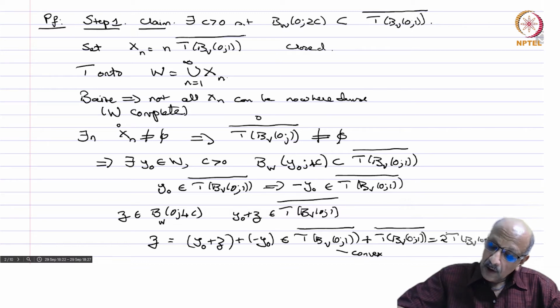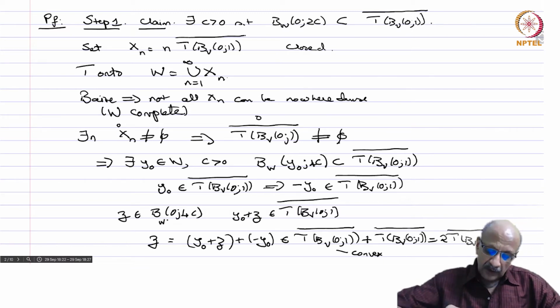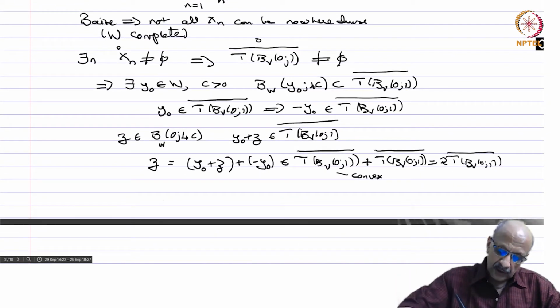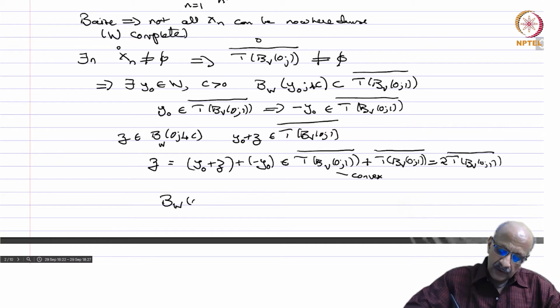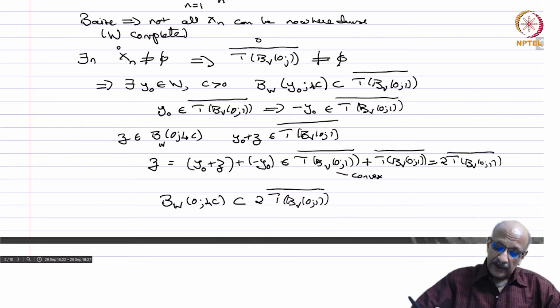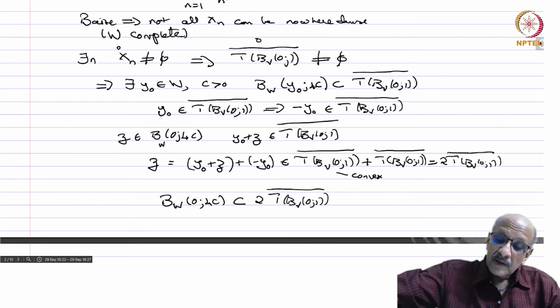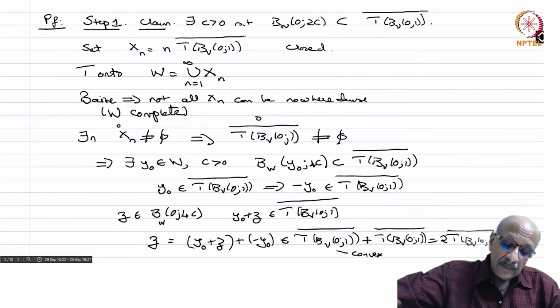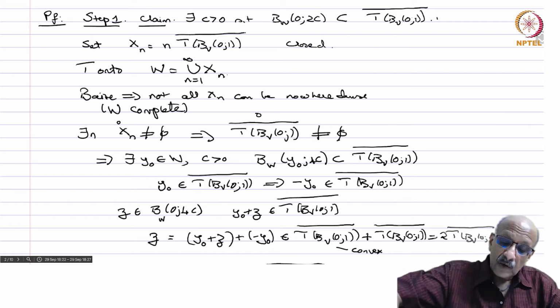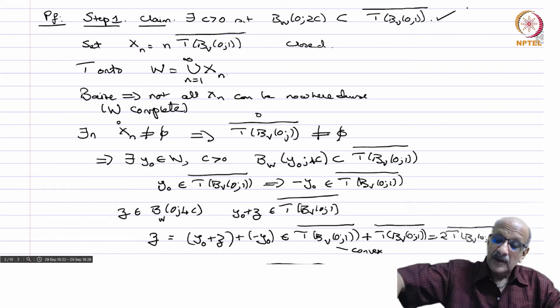T(B_V(0,1)) closure. So the ball centered at origin, this shows that B_W(0,c) is contained in 2 times T(B_V(0,1)) closure, and therefore if you scale it by 2, then you get whatever the claim which we wanted, namely B_W(0,c/2) is contained in T(B_V(0,1)) closure. So this condition is immediately proved.